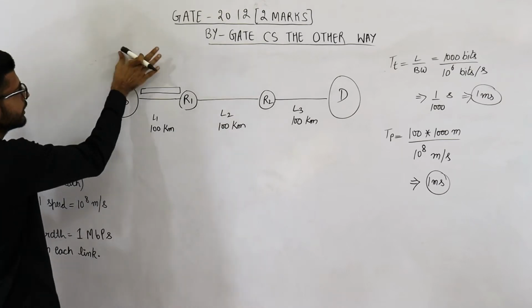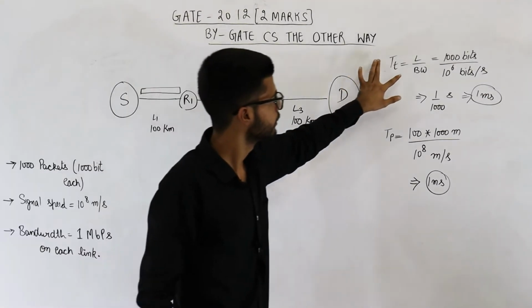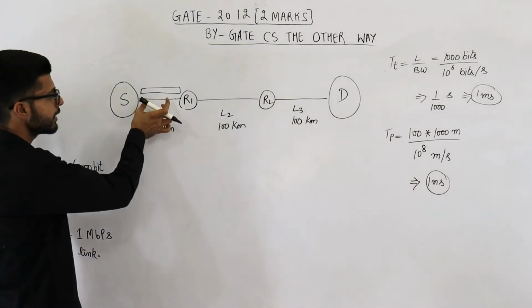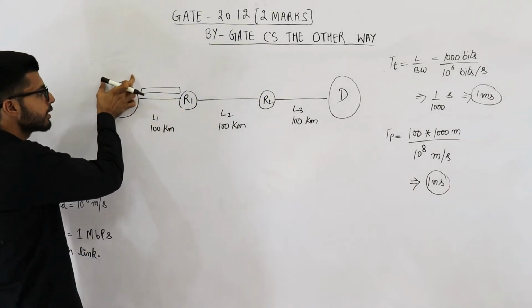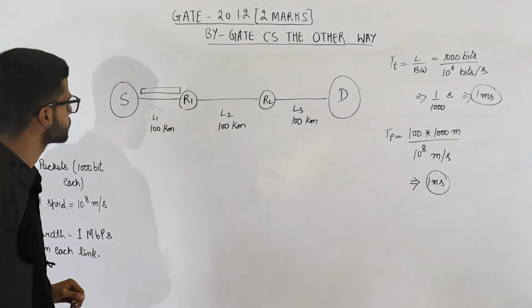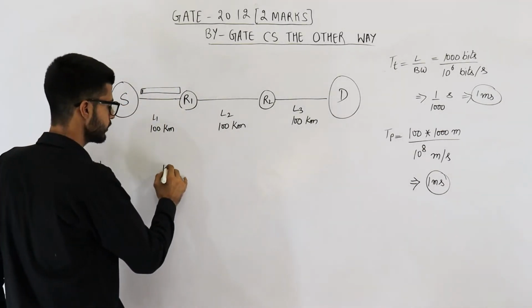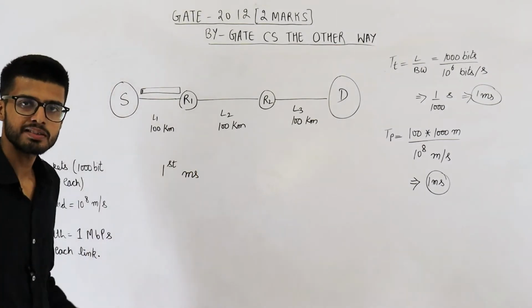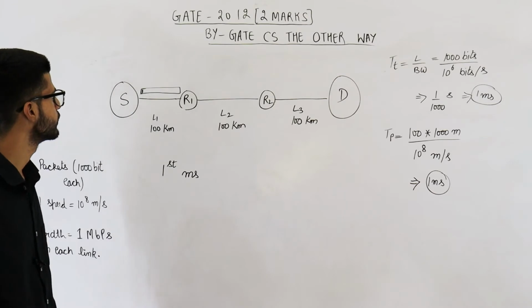So TT and TP are 1 millisecond and 1 millisecond. This means that in 1 millisecond, the complete channel will be occupied by a complete packet. Okay. This is what has happened in the first millisecond. Now let us see what will happen in the second millisecond.